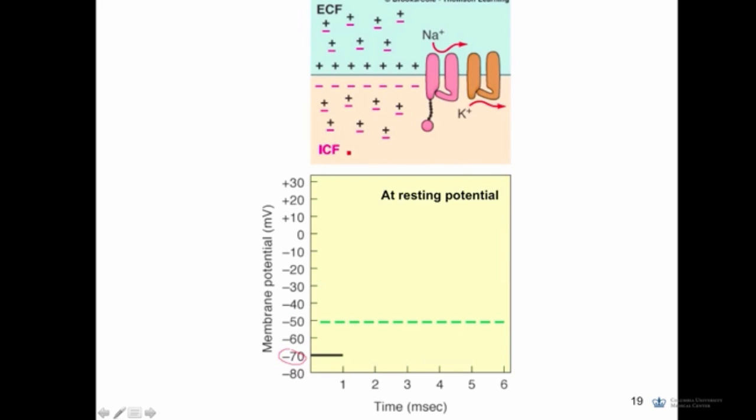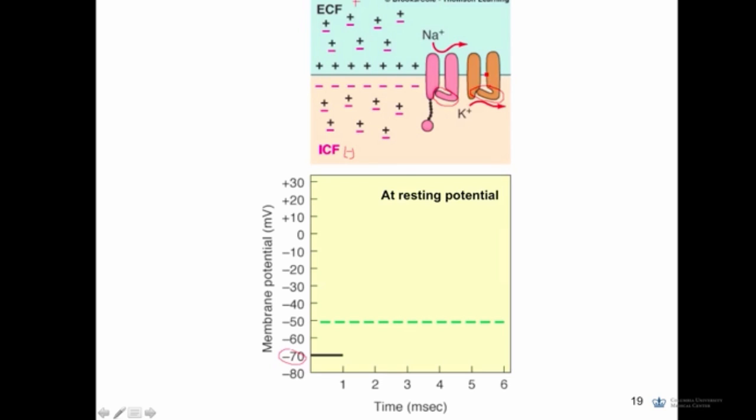that has a net negative charge, right? And it's a net negative charge of minus 70 millivolts. And we have ECF that has a net positive charge. And then what we see here are two ion channels at the plasma membrane. Now, we've got a potassium ion channel and a sodium ion channel. Now, both of these ion channels are closed because these ion channels are what we call gated channels.